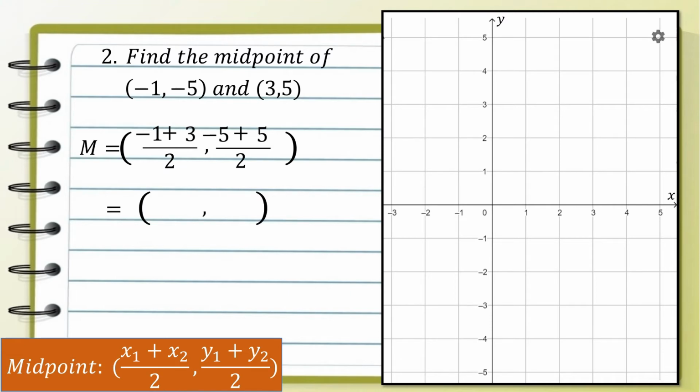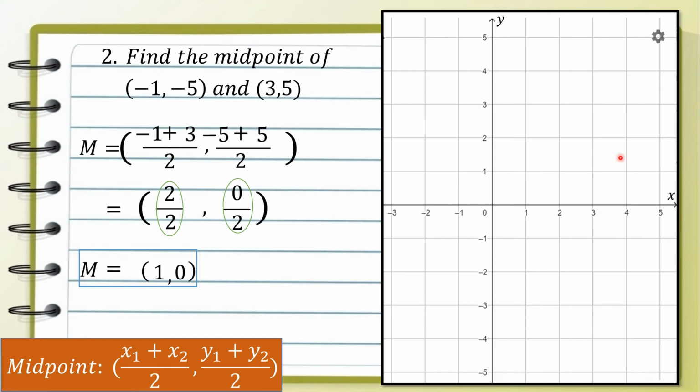Next, simplify. -1 plus 3 is equal to +2. And -5 plus 5 is equal to 0. Just copy the denominator of both fractions. We have 2. And then the next step would be division. So 2 divided by 2 is just 1, and 0 divided by 2 is 0. And that's it. So we have our midpoint, which is at (1, 0). Now that's how you get the midpoint using the midpoint formula.